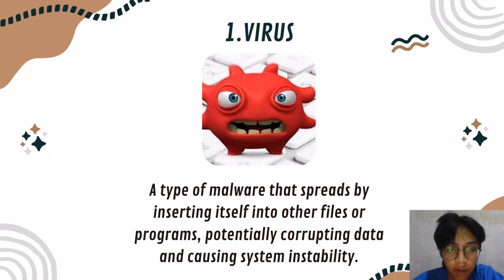Number 1. Virus. A type of malware that spreads by inserting itself into other files or programs, potentially corrupting data and causing system instability. Viruses are a subgroup of malware. A virus is malicious software attached to a document or file that supports macros to execute its code and spread from host to host. Once downloaded, the virus will lie dormant until the file is opened and in use.